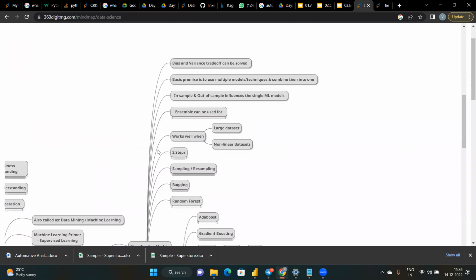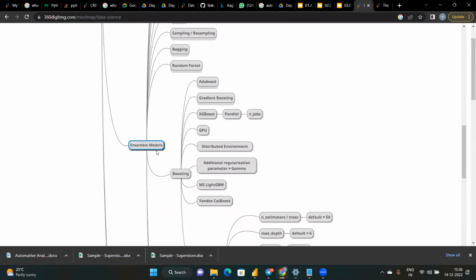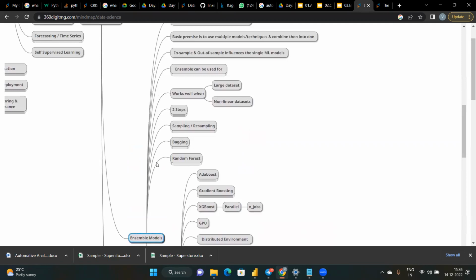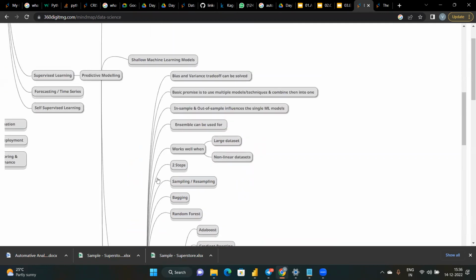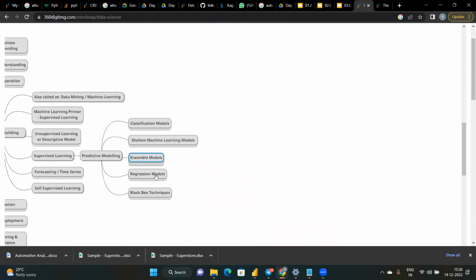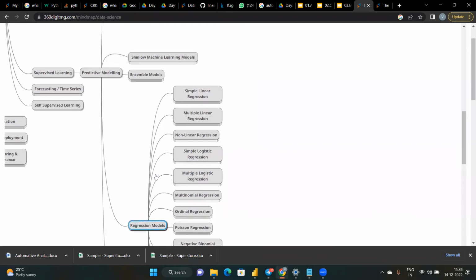What are ensemble models? We have complete detail about ensemble models: boosting, AdaBoost, bagging, sampling, resampling. All types we have in ensemble models. And regression models, guys. We have different types of regression models: simple linear regression, multilinear, non-linear, simple logistic.